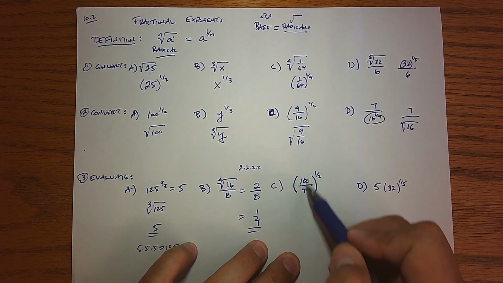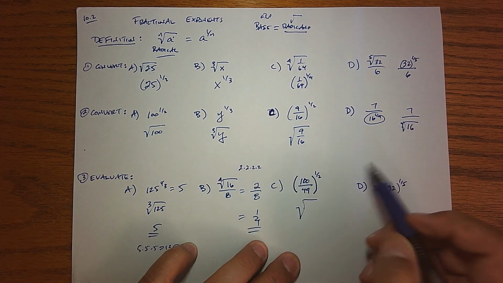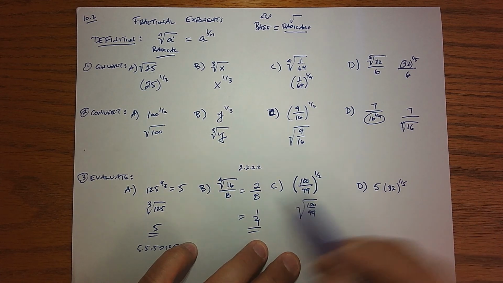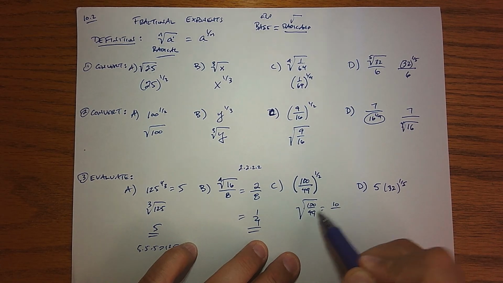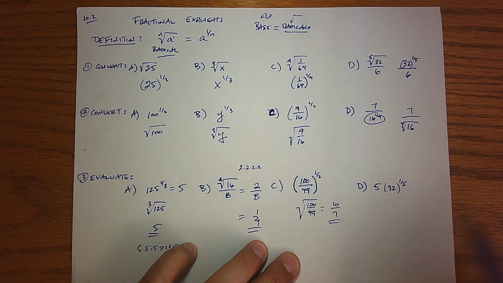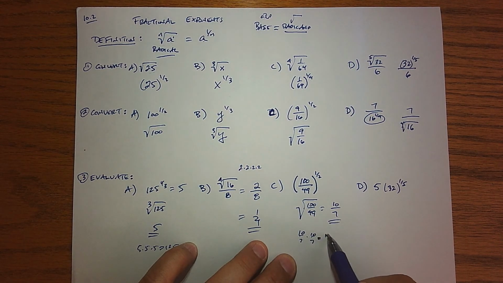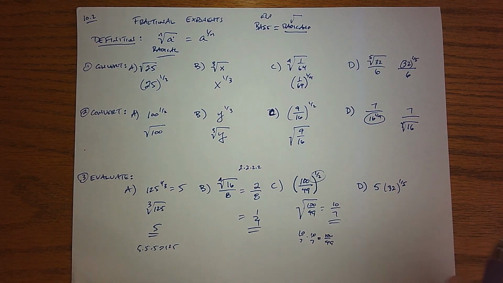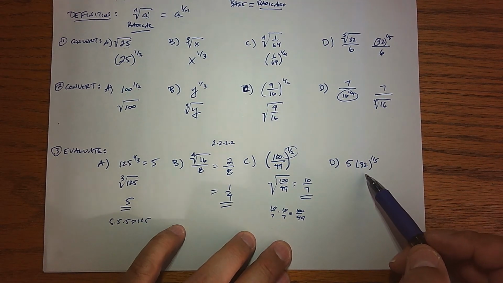The fraction 100/49 to the 1/2 power, well, this is basically saying the square root of 100/49. And as we saw earlier, we can break this up. The square root of 100 is 10. The square root of 49 is 7. And so this becomes 10/7, or 10/7 times 10/7 equals 100/49. So we're talking square root there. All right, so perfect.